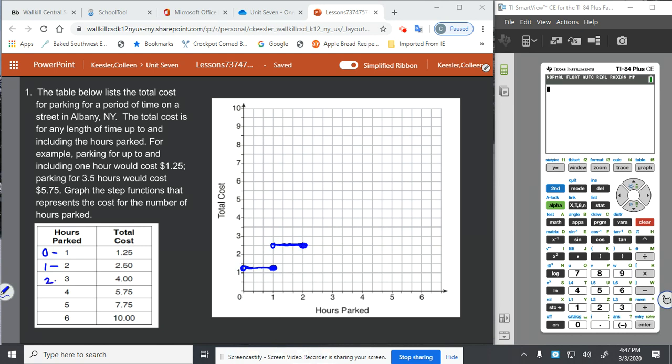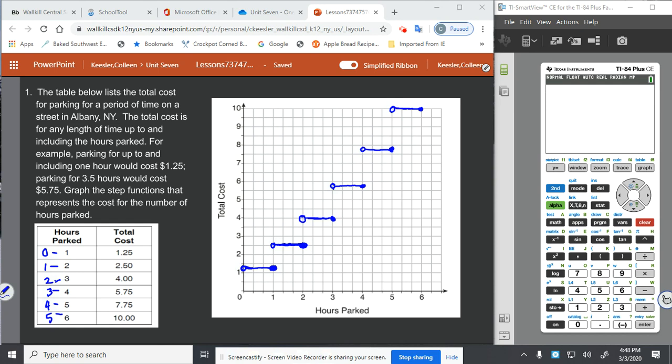Then from 2 to 3, we're charged $4. So now we go up to 4 with an open circle, and we draw our step with a closed circle until 3. Then 3 to 4 would be an open circle at $5.75, which is between the 5.50 and the 6, until the 4-hour mark. Then 4 to 5 would be $7.75, so an open circle at $7.75 until the 5-hour mark. And then 5 to 6 would be an open circle at $10 with a closed circle at 6.